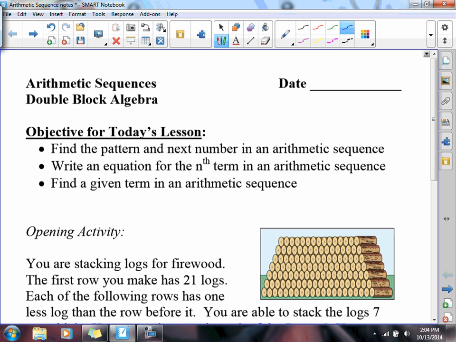And today we're going to talk about how you can find a pattern and the next set of numbers in an arithmetic sequence. We're going to write an equation for the nth term of an arithmetic sequence. And then we're actually going to find any given term in an arithmetic sequence.